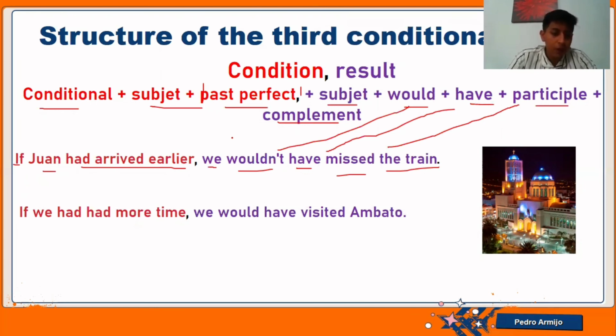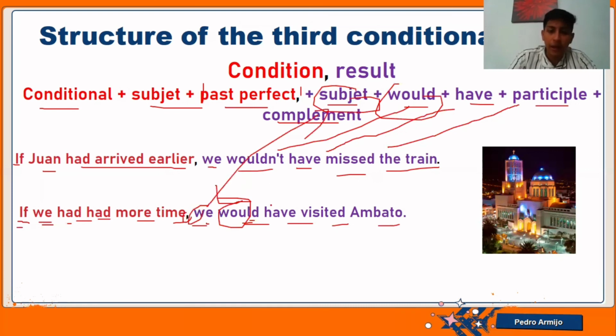Another example is, if we had more time, we would have visited Ambato. If is the conditional, we is the subject, had more time is past perfect, comma, that is very important. We would, where would is a modal verb and we is the subject, have is part of the structure, visited is the verb in past participle, and Ambato is the complement.